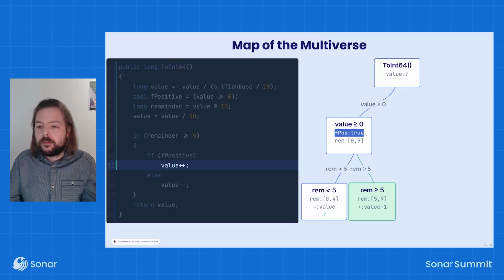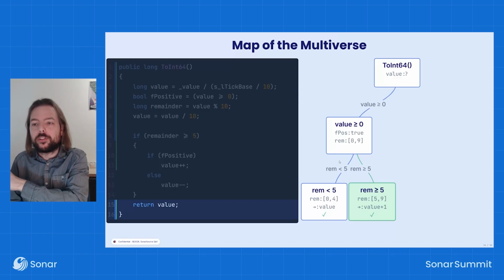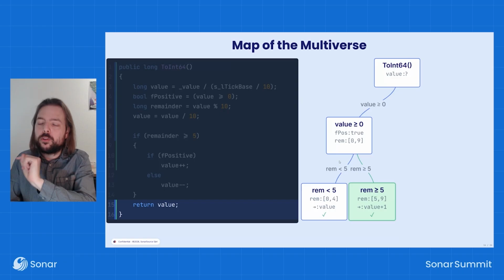But okay, method is complete and returned a value that is 1 bigger than what the original value was, and the remainder must be between 5 and 9. And again, looking at this, it looks fine, nothing crazy to find here. But we still have another branch that we didn't explore, right? So the engine takes a bigger step back and says, okay, create another alternative universe where value is actually negative.